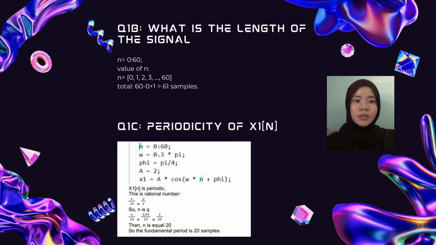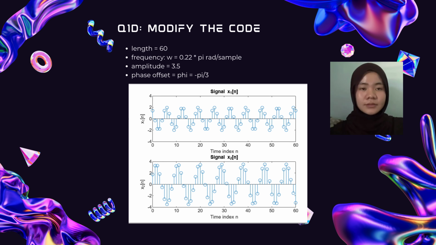samples, including both endpoints. Question C, we check if the signal is periodic with the frequency omega 0.3 pi. When we divide omega by 2 pi, we get 3/20, which is a rational number. This confirms the signal is periodic. The fundamental period is the denominator, which is 20 samples.